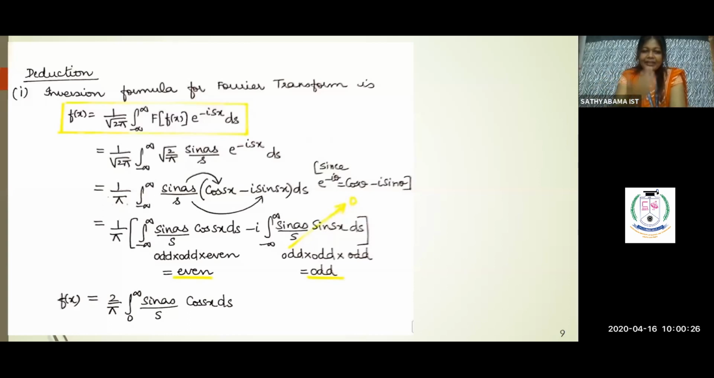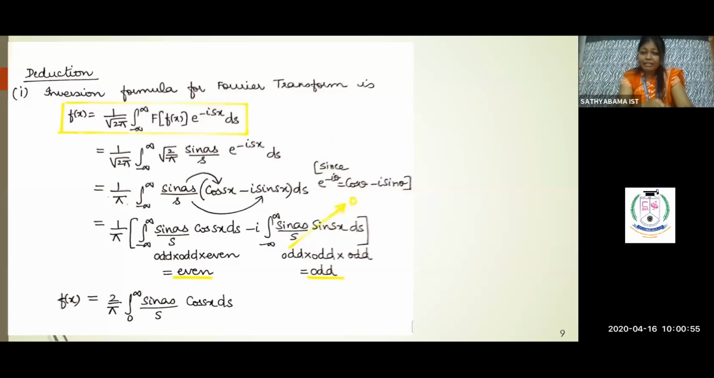Now in this next step, what have I done? I have multiplied term by term. So I'll get integral of sin a s by s into cos sx, minus i, where i is just a constant, integral of sin a s by s into sin sx ds. Have you understood? I split it into two, multiplying term by term. Now I have limits of what form? Minus a to plus a, isn't it? Because minus infinity to plus infinity is of the form minus a to plus a.